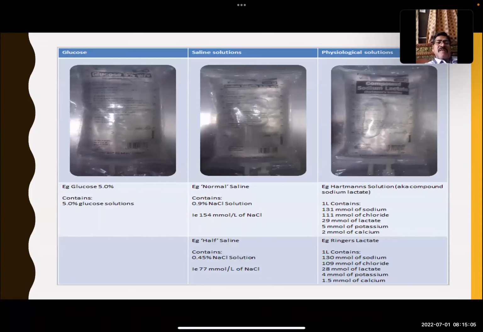And the different composition of our fluids: 5% dextrose contains only 5% glucose solution, whereas normal saline contains 0.9% sodium chloride, that is 154 millimoles of sodium chloride. Hartmann solution contains 131 millimoles of sodium, 111 millimoles of chloride, 29 millimoles of lactate, 5 millimoles of potassium, 5 millimoles of calcium. Hartmann's and Ringer's lactate are the most physiological to our body fluid.